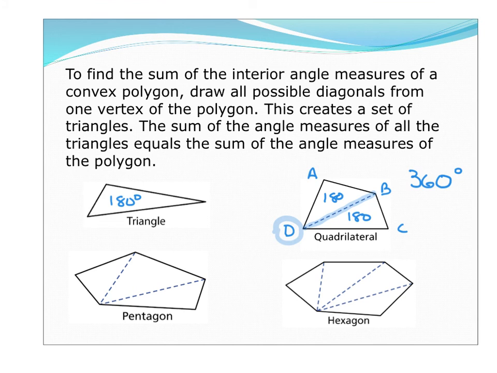And then for the pentagon, if you start from only this vertex, I can draw a diagonal here and then to this non-consecutive vertex, making 1, 2, 3 triangles. So I can draw in 2 diagonals here and form 3 triangles. And again, you would do 180 times 3, and that's going to give you 540. So the 5 angles of a pentagon are going to add up to be 540.